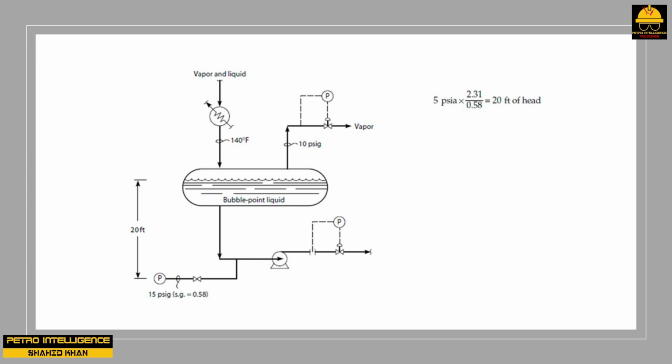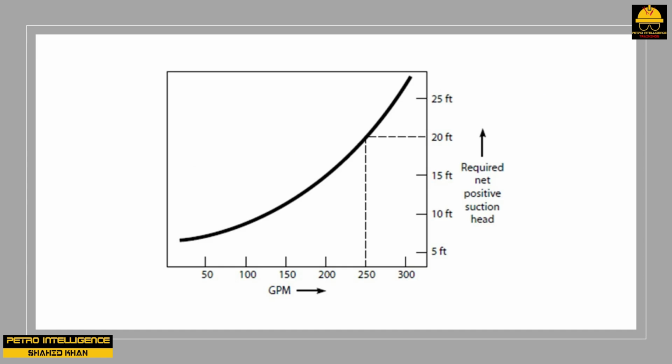The required NPSH of the pump may be read from picture, regardless of the specific gravity of the liquid being pumped. It shows that at 250 GPM, the required NPSH of 20 feet will equal the available NPSH of 20 feet. Therefore, at a flow rate of 250 GPM, the pump will cavitate. This calculation has neglected frictional losses in the suction line and nozzle, which should be subtracted from the available NPSH.